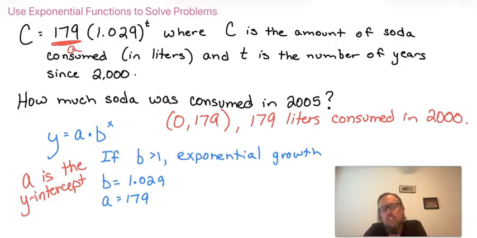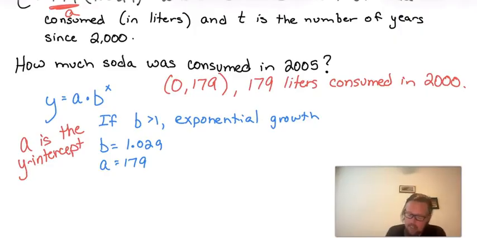And then b tells you if it's growth or decay, and the rate at which it's growing or decaying. 1.029 is just a tiny, tiny little bit higher than 1. So this is growth, but not growth by a lot. Now, answering the question we're asked is really simple. It says how much soda was consumed in 2005.